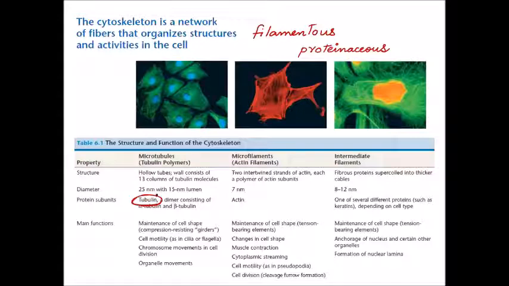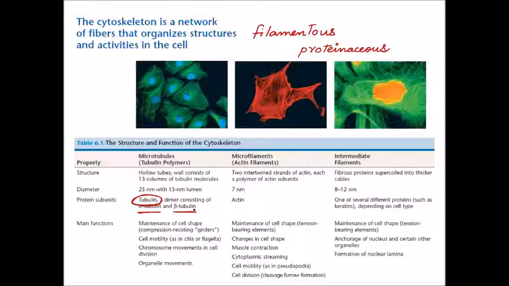Tubulin is again a dimer. The word dimer means something which is composed of two subunits. So the dimer has two subunits, alpha tubulin and beta tubulin. So microtubules are filamentous proteinaceous structures made up of the protein called tubulin. Tubulin is made up of two subunits, alpha tubulin and beta tubulin. Now, what is the diameter of this microtubule? The microtubule has a diameter of approximately 25 nanometers.